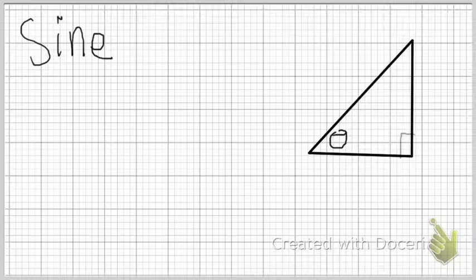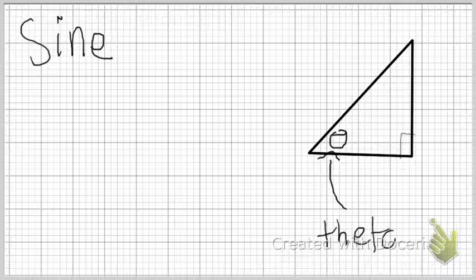Hello guys, so as I said before in my previous video, I'm going to explain examples from the six trig ratios. So this is review for now. Over here, this is theta, and this angle is 90 degrees. You guys should already know that.